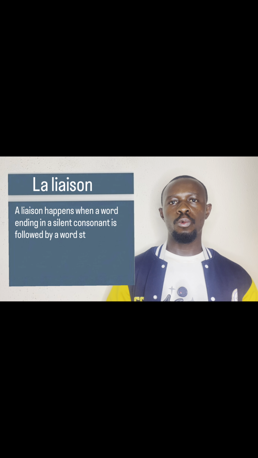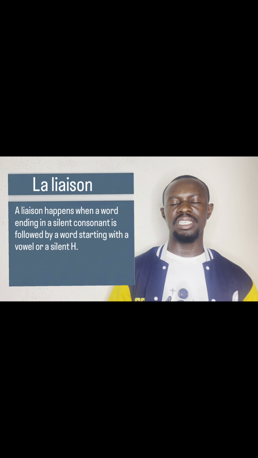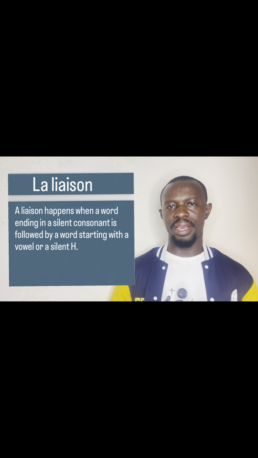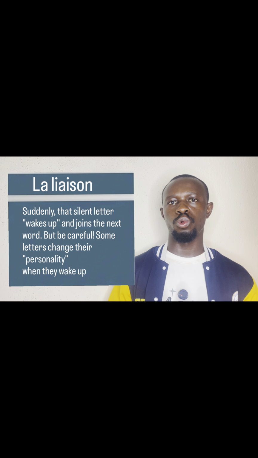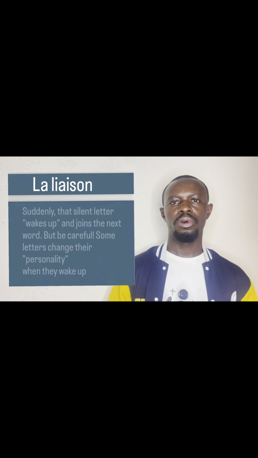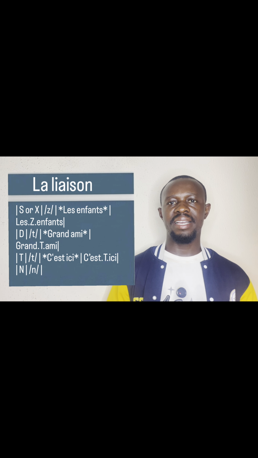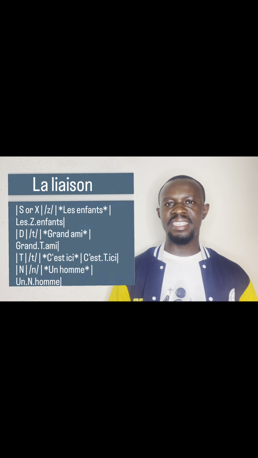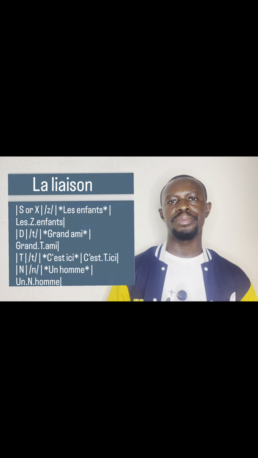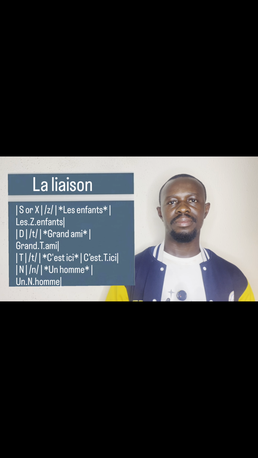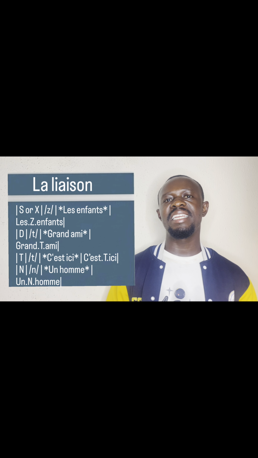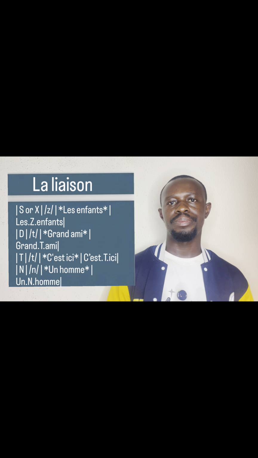A liaison happens when a word ending in a silent consonant is followed by a word starting with a vowel or a silent H. Suddenly, the silent letter wakes up and joins the next word. But be careful, some letters change their personality when they wake up. For instance, S or X changes to Z, that's the buzzing Z, and we have "les enfants". D changes to T, and we have "grand ami". T remains as T, and we have "c'est ici". And N remains as N, and we have "un homme".